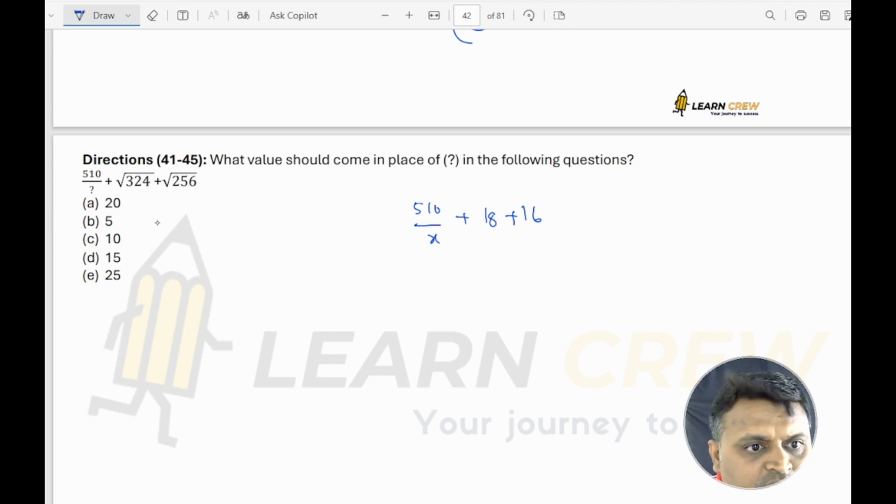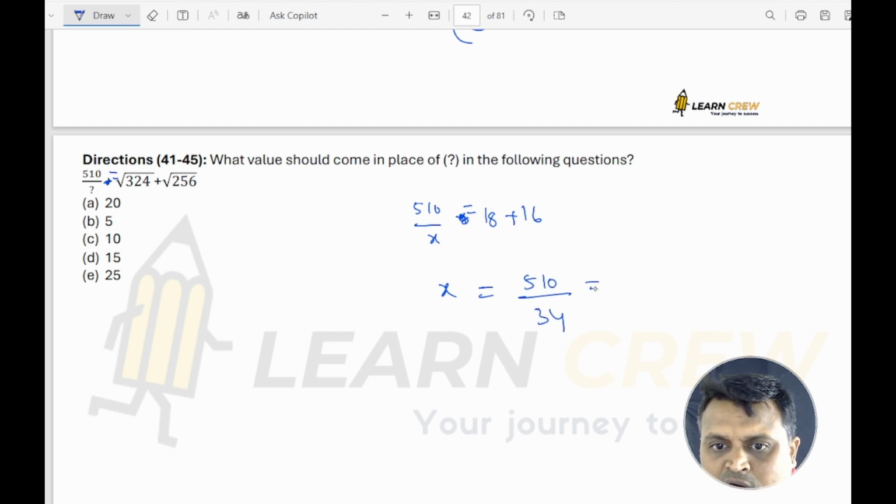The question is wrong. Here there should not be a plus; here it has to be equal to. 510 by x is equal to 34. So x should be how much? 510 divided by 34. So the answer is 15.